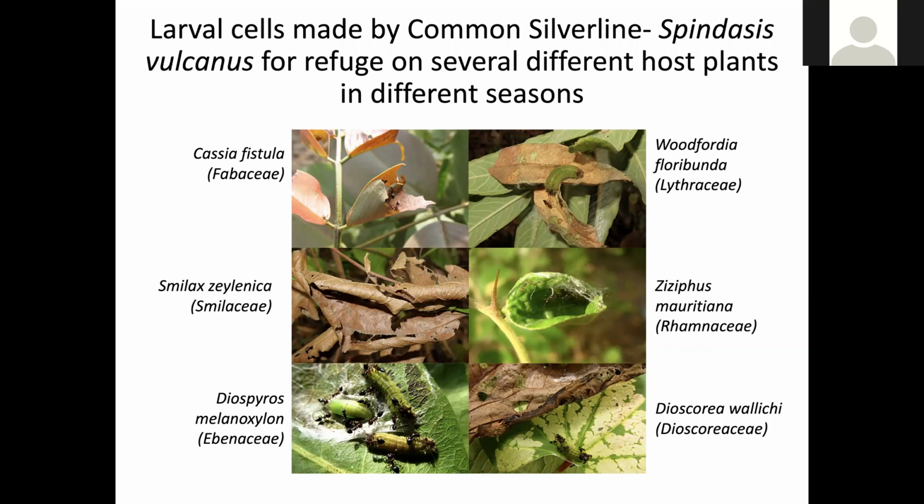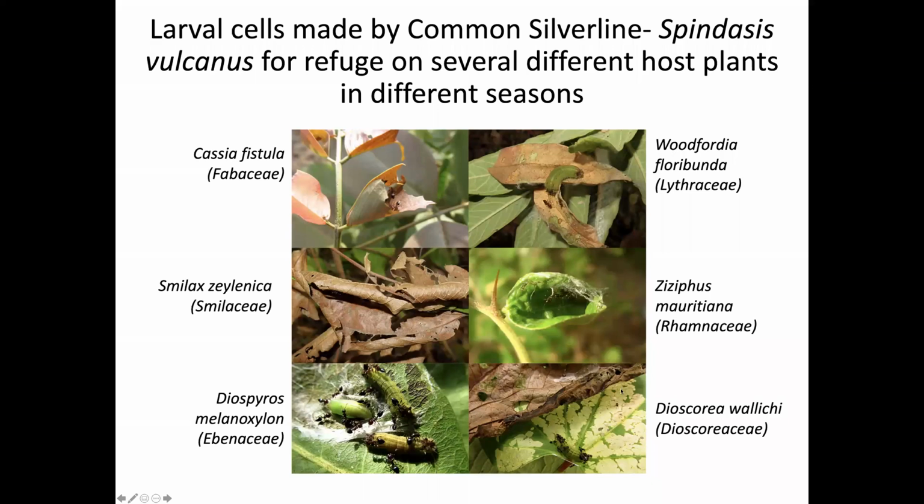Here are a few examples of host plants which were reported during the span of 6 years. One is Cassia fistula, that is known as Amaltas, and Smilax zeylanica, which is again a climber. And this is Diospyros melanoxylon, which is again a tree, also called Indian ebony. This is Woodfordia fruticosa, which is a shrub found all over India, including Western Ghats and even in the Northeast. And this is host plant Ziziphus mauritiana.